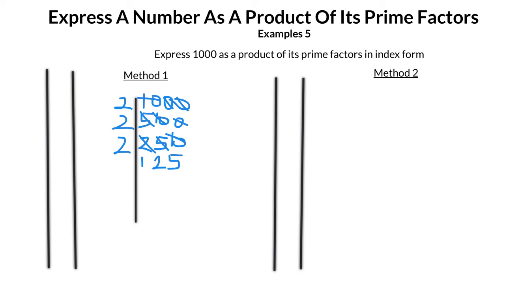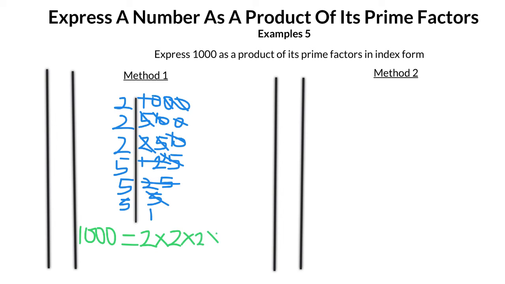2 cannot go anymore, so the next number that can go is 5, and 5 in 12 is 2, remainder 2, 5 in 25 is 5. 5 can go again, 5 in 25 is 5, and 5 can go again, 5 in 5 is 1. So we can write our 1000 as 2 times 2 times 2 times 5 times 5 times 5.